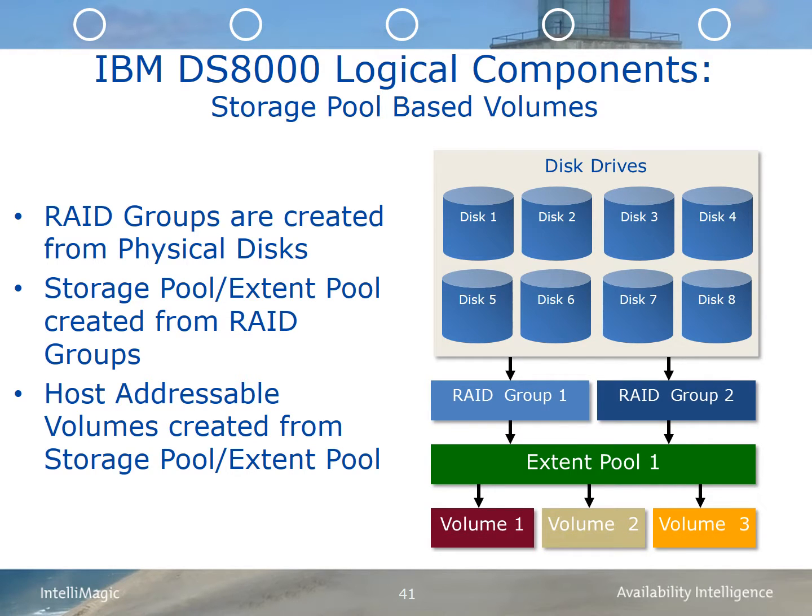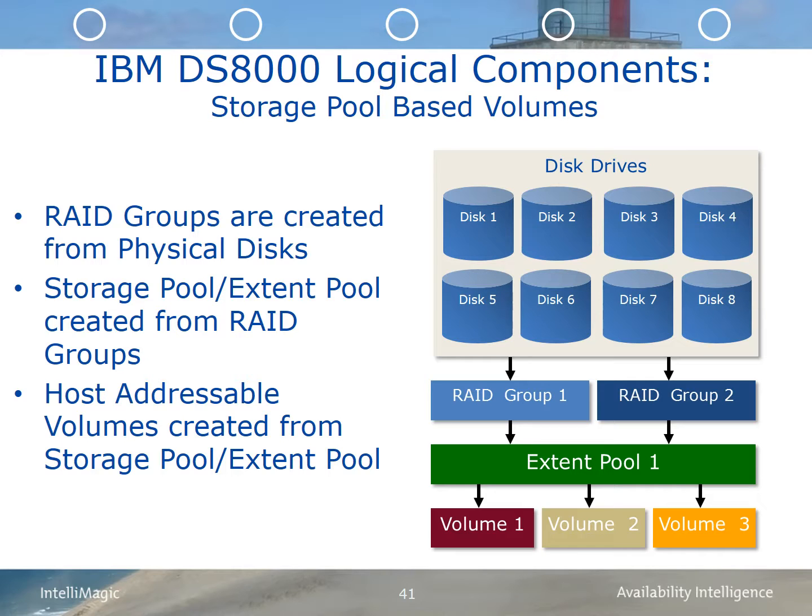The first platform we'll look at is the IBM DS8000 and its logical components. These are storage pool-based volumes. If we look at the picture on the right, we have a series of disk drives, 1 through 8. These disk drives are formatted into some kind of RAID group. In this case, we have RAID group 1 and RAID group 2. And those RAID groups are provided to an extent pool, otherwise known as a storage pool.